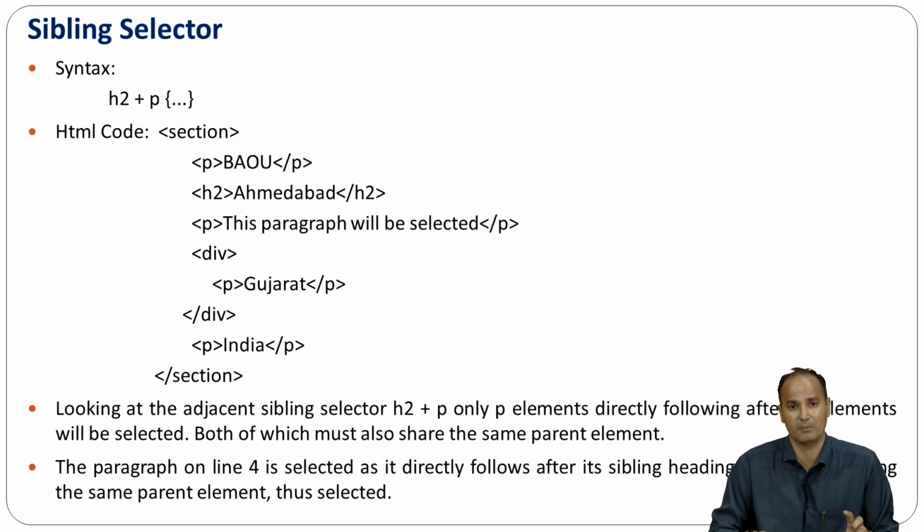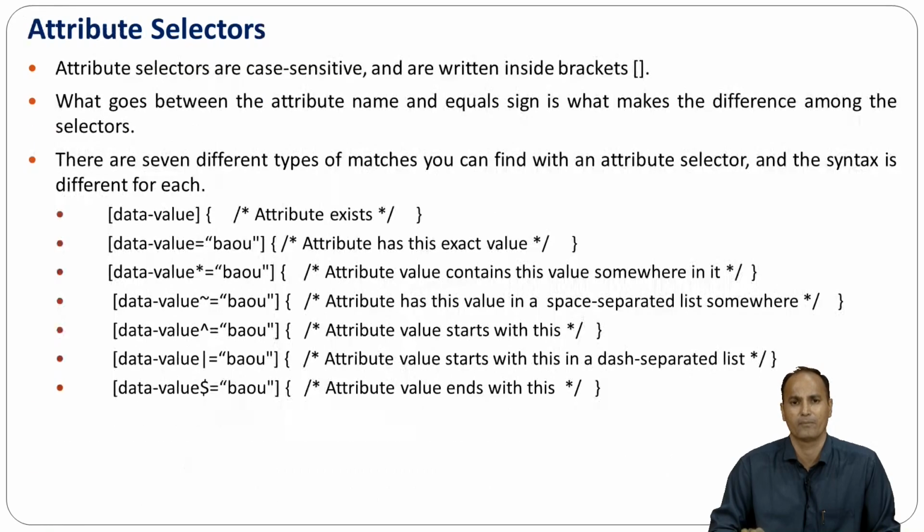So h2 Ahmedabad is there and then after it a paragraph p is there. So it is directly adjacent and a sibling, and they both share the common parent, the section. So only that p is going to be selected, while another p, Gujarat, is a part of a division tag, and then after that the India paragraph is there, but it's also not a direct sibling to the h2. So only the fourth one, this paragraph, will be provided a CSS effect. So this is the adjacent sibling selector.